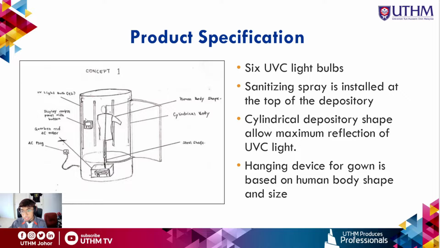Next, the sanitizing spray is installed at the top of the depository. The third feature is the cylindrical depository shape, allowing maximum reflection of the UVC light while operating. And lastly, the hanging device or mannequin for the gown is based on a human body shape and size to ensure maximum disinfection occurs while operating the machine.